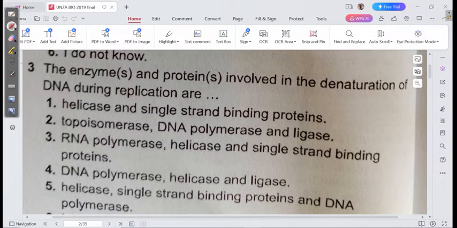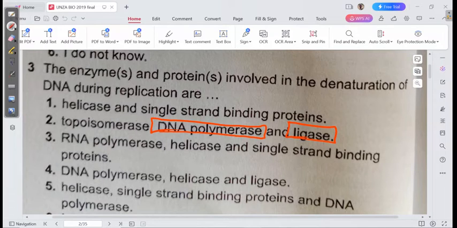Two is disqualified for the fact that, what is the function of DNA polymerase? The function of DNA polymerase is to add nucleotides to the newly growing strand. Then ligase, the function of ligase is to join the Okazaki fragments on the lagging strand. So it does not denature, and it's not a protein at the same time.